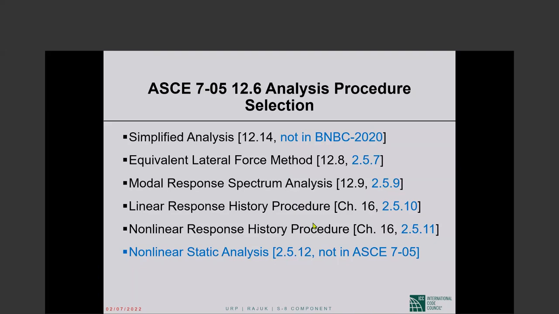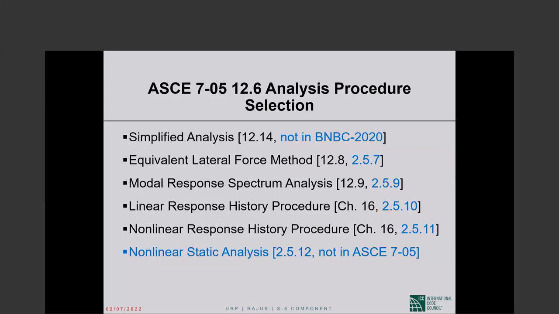Rajush, you can unmute yourself now. Dr. Ghosh, I muted you because there was some leakage. Okay. So where should I, how far did I go? You were explaining the nonlinear response history.